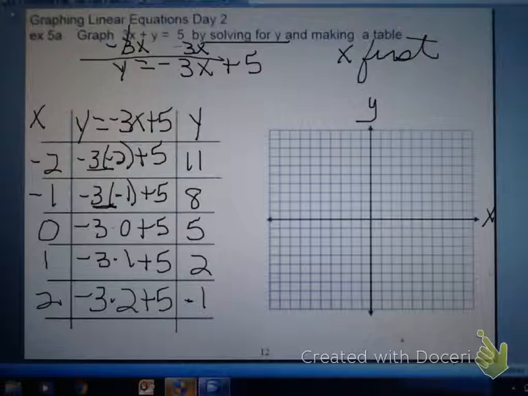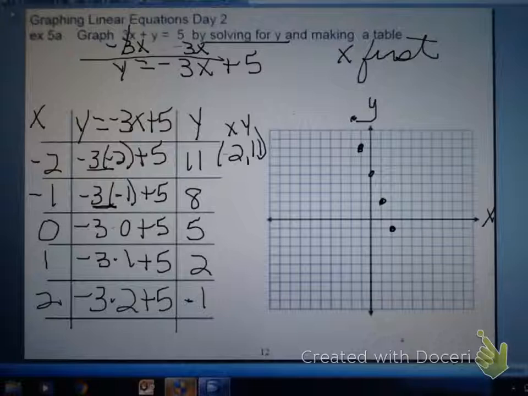Okay, make sure you always label your x and y axis. Most of my grids are a 10 by 10. So this point right here, negative 2, 11, that's the ordered pair. That's your x, that's your y. Negative 2, 11 is off my graph. I can either extend it, or I can just choose not to plot it. The negative 1, 8, 0, 5. Okay, there are the points.